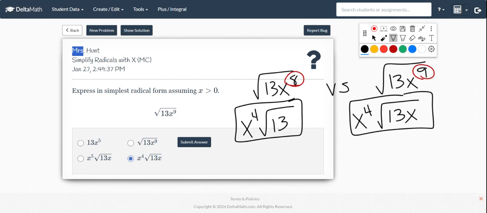So anytime the exponent is even, you will see just variables on the outside. And if the exponent is odd, you'll see them on the inside and outside. There's always going to be that 1 left over. Okay.